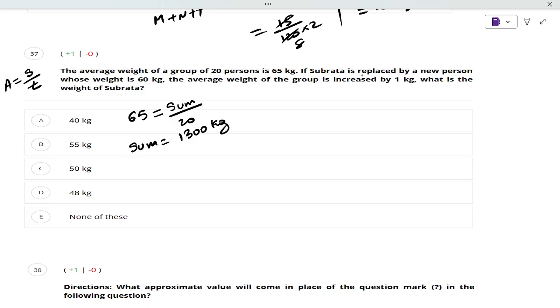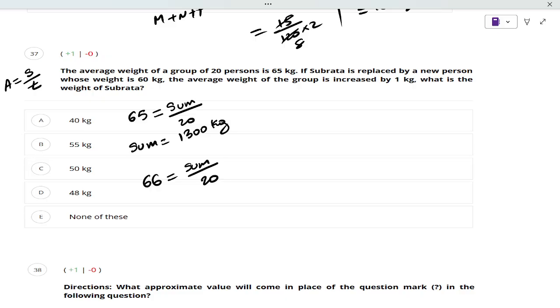If Subrata is replaced by a new person whose weight is 60 kg, so Subrata is replaced by another person. So among the 20, Subrata is there. Subrata was replaced by a new person. That means number of persons will still be 20. However, the average weight of the group is increased by 1. So the average was increased by 1, which means earlier it was 65 kg, now it becomes 66 kg. So the new average is what? 66 kg, sum divided by 20.